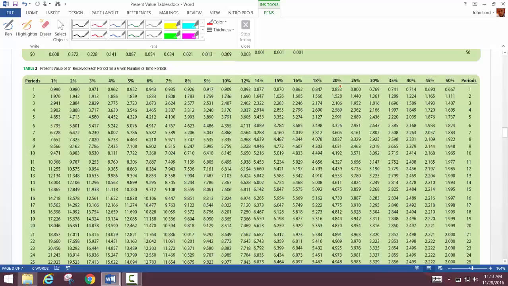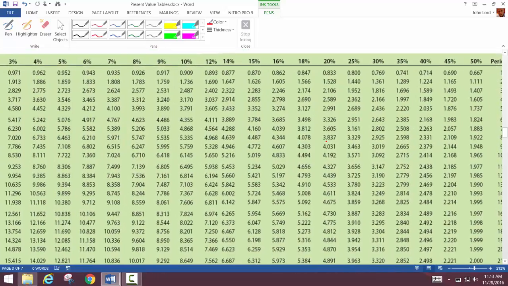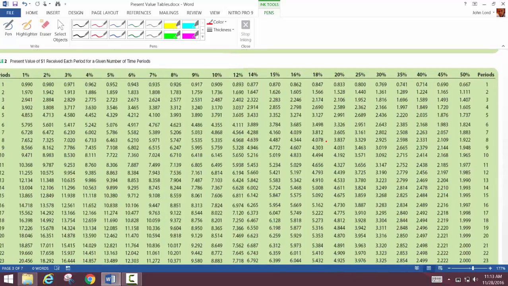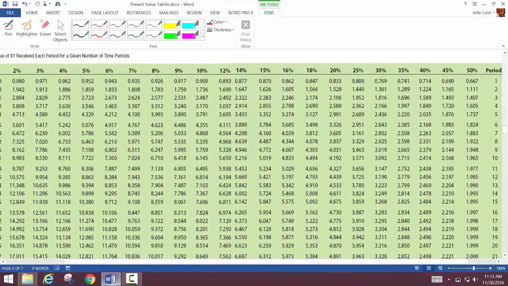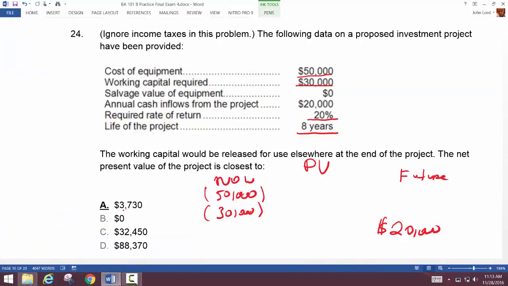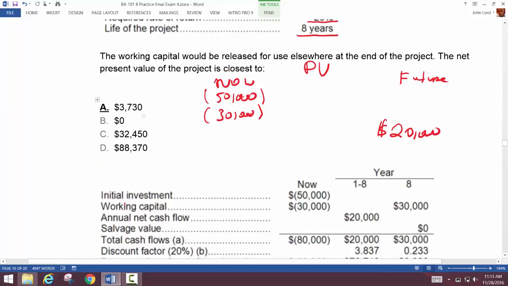Okay, and so what happens? We come down 20. How many years? 8 years, you say? And 8 years is what? 3.837, right? 3.837. Okay. So I go back to the problem. Is that what they used? Okay, good. They used the same factor. 3.837.